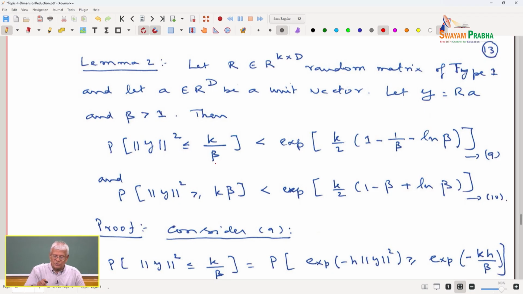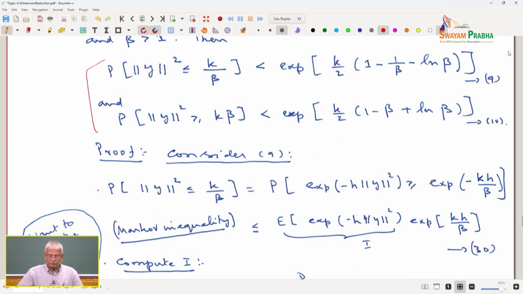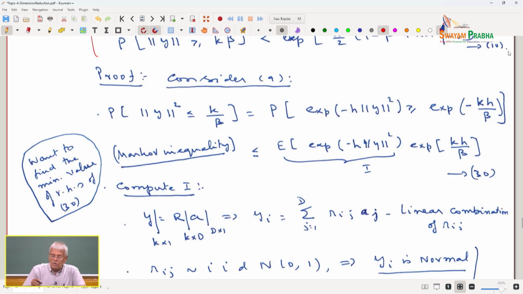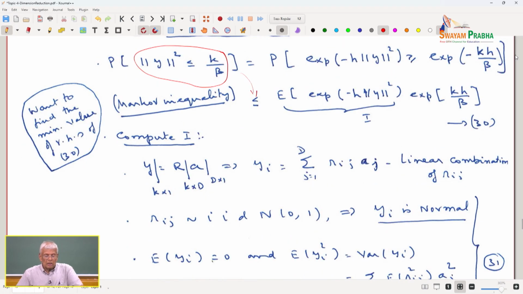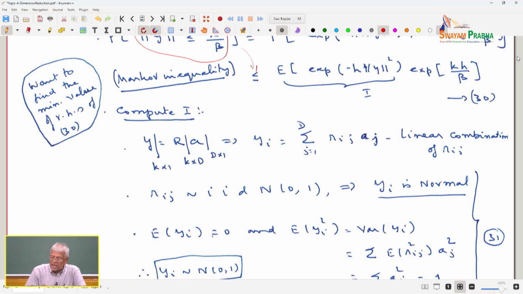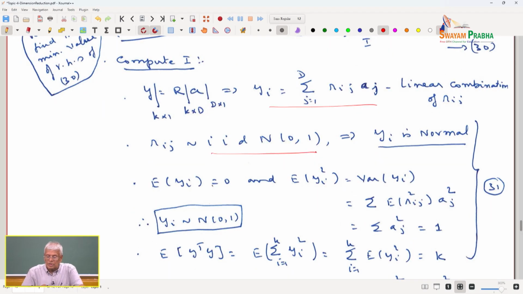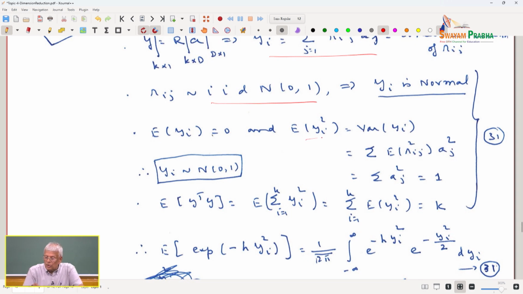Lemma 2 has 2 bounds. The proof of these 2 bounds is now picked up in here. So I'm now going to go to this event. I'm going to be using the Markov inequality. The Markov inequality gives rise to this expression. I want to be able to compute y, yi is equal to the linear combination of Raj. The Raj's are IID standard normal. So E of yi is 0, the variance is 1, we already know that.